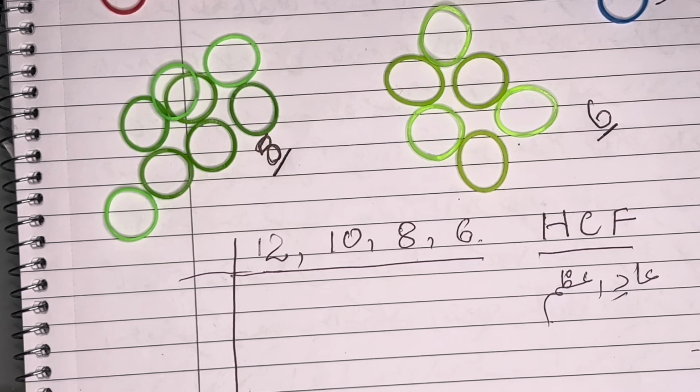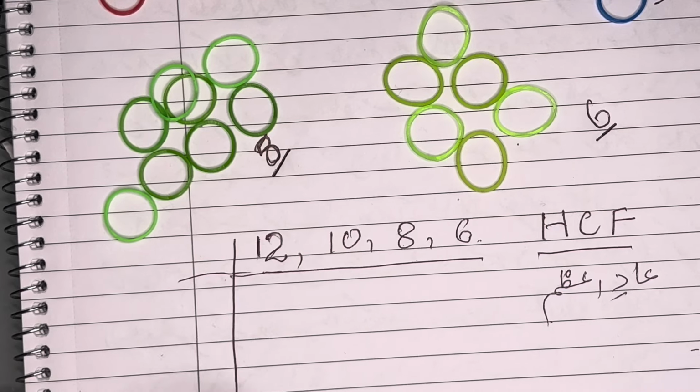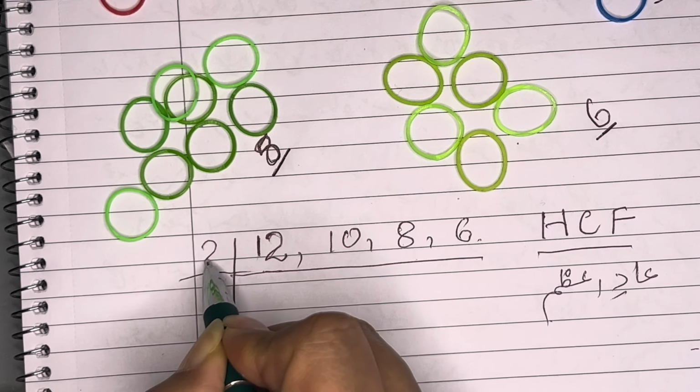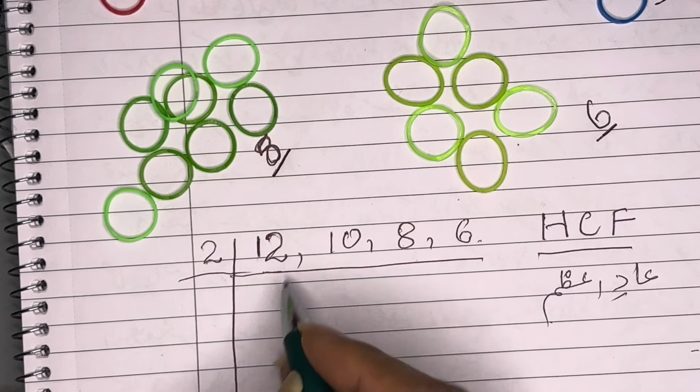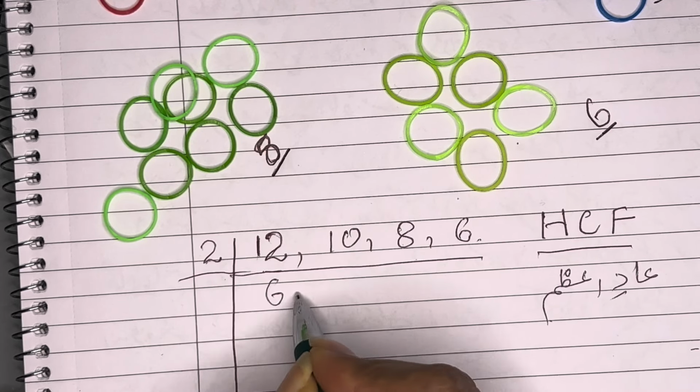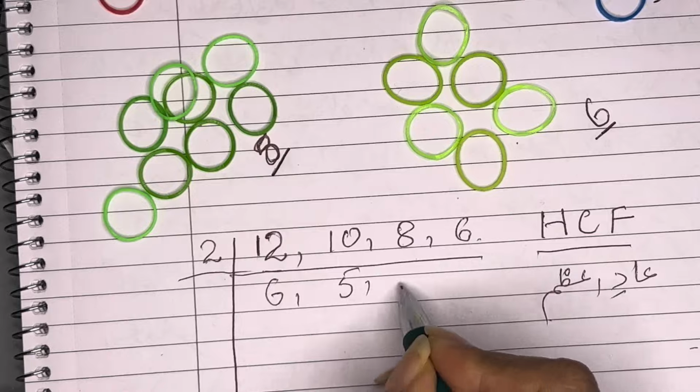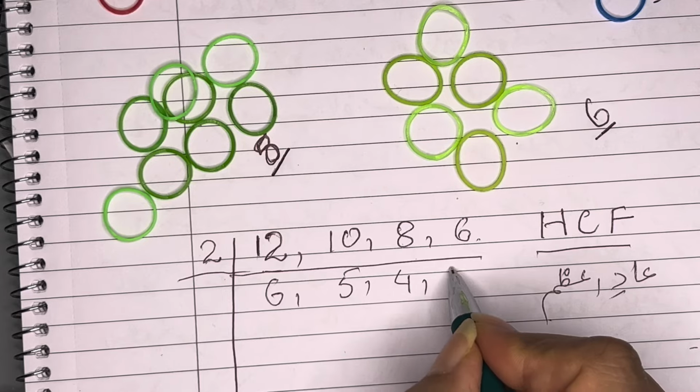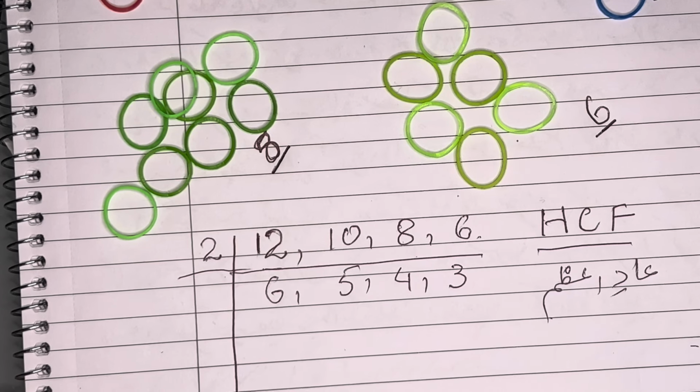So we will be looking for the prime numbers. You guys know what the prime numbers are. 2 is the first prime number. So we will divide everything by 2. 2 6s are 12, 2 5s are 10, 2 4s are 8, 2 3s are 6.